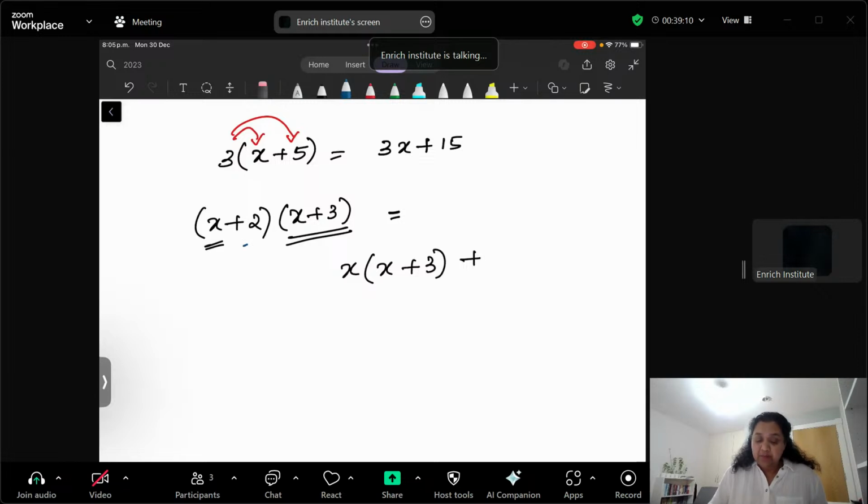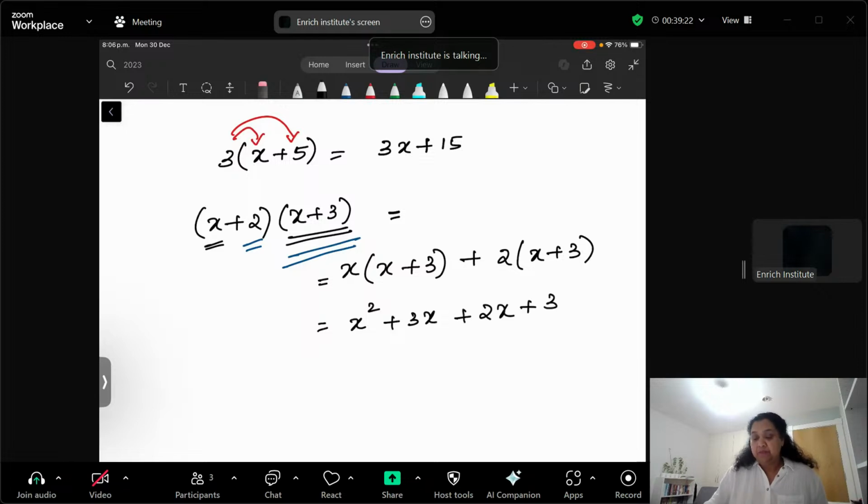2 times (x + 3). Then, as a second step, you take 2 times (x + 3), and then you simplify this. This will become x² + 3x + 2x + 6. And as I said before, you combine these two terms, which will be x² + 5x + 6.